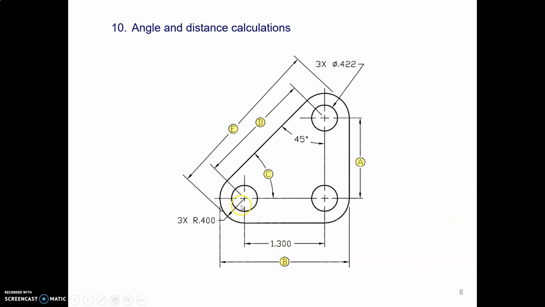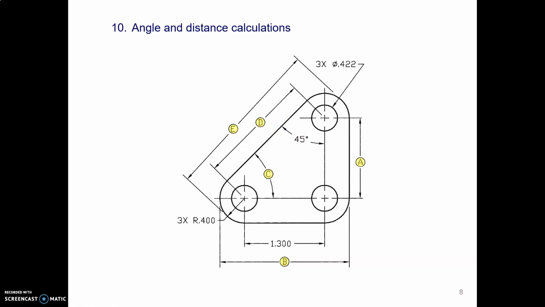You are given the hole-to-hole spacing, the center-to-center spacing. You have a radius at each corner, a radius of 400 thousandths. You have 3 holes, they're 422 thousandths. And one of these angles is 45 degrees.